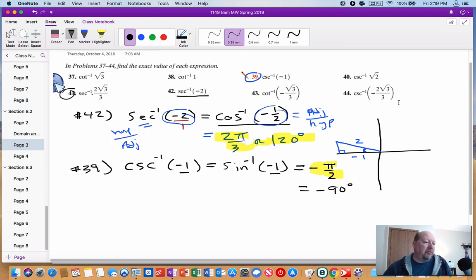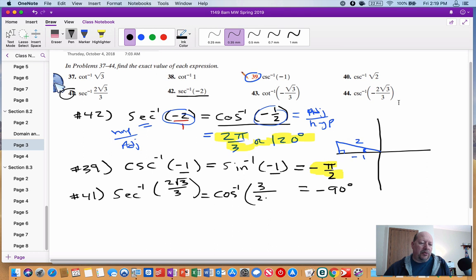Number 41 here, the inverse secant of 2 radical 3 over 3. That's 41. Inverse secant of 2 radical 3 over 3. Well, let's change that into an inverse cosine. That would be the reciprocal, the inverse cosine of, then we have to reciprocate that, so it would be 3 over 2 radical 3.